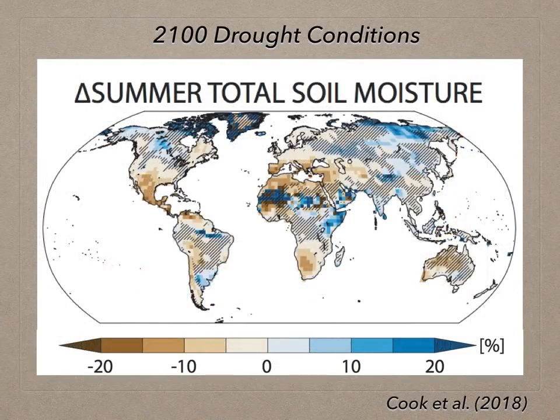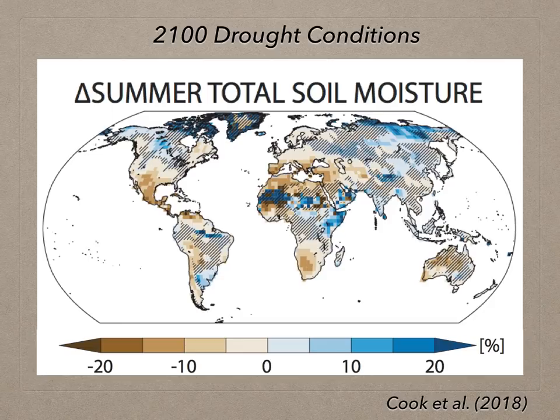Just one other projection that you can get from these models is soil moisture, and here's the change in summertime soil moisture at the year 2100. And you can see that there's dramatic reduction in soil moisture in various parts of the world. And specifically, if you look at the US, you can see excessive drying in the Southwest. You can also see excessive drying in Mexico. Very strong drying in the US Midwest, which would be catastrophic for our agricultural systems.